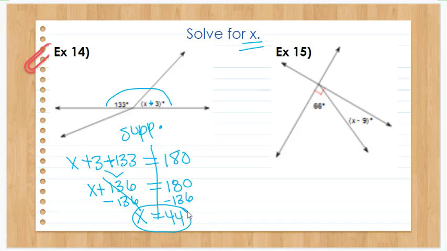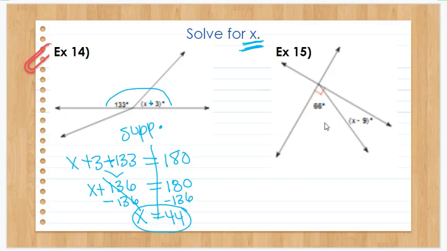Now the answer is not 44 degrees. This angle is not 44 degrees. The x in the equation represents 44, and that's what they asked us to solve this time. If we wanted to find the measure of this angle, it would be 44 plus 3, so that would be 47, but that's not the question. The question on these is just solve for the variable right now.